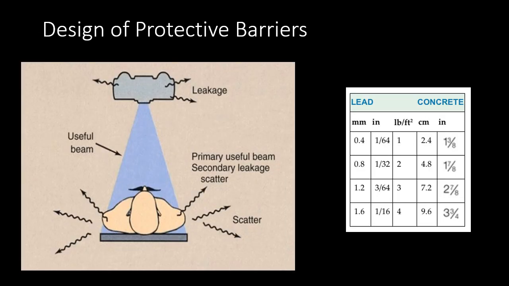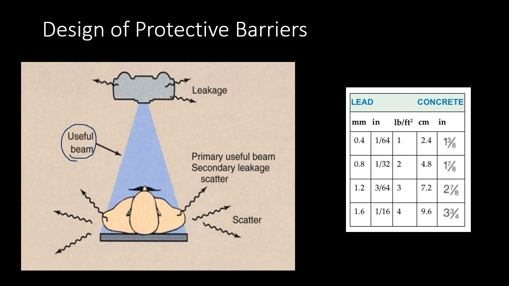Design a protective barrier. So first of all, we have leakage radiation coming from the X-ray tube from anywhere but the tube window, as well as scatter coming from the patient. And we refer to that as secondary radiation. Next, we have the useful beam, which is the beam that's coming from the tube window, and it's referred to as the useful beam, otherwise called the primary beam.